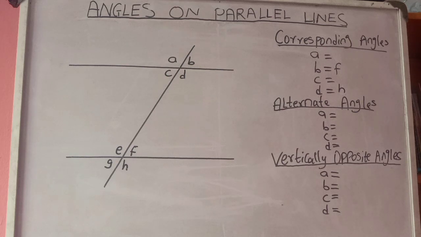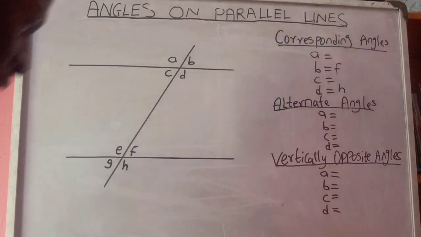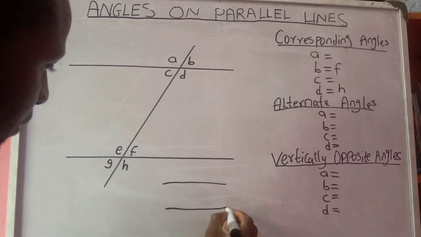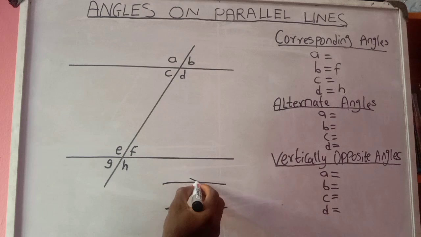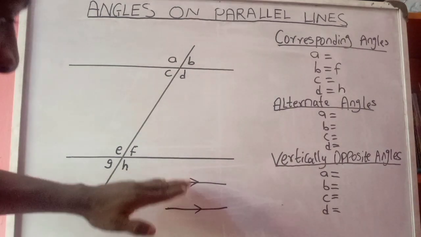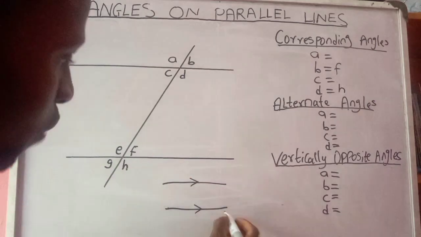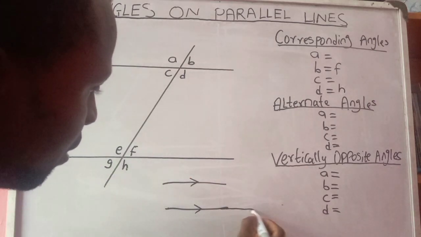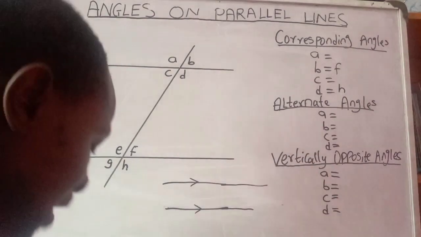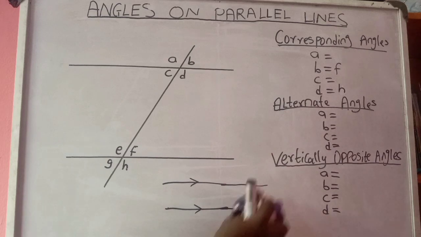So let's get started with the topic angles on parallel lines. When do we say that two lines are parallel to each other? If you have a line like this, then another line. We say that these two lines are parallel to each other if they are of the same distance apart, meaning that if we continue to draw them, they will never meet each other ad infinitum. So those two lines are said to be parallel to each other.